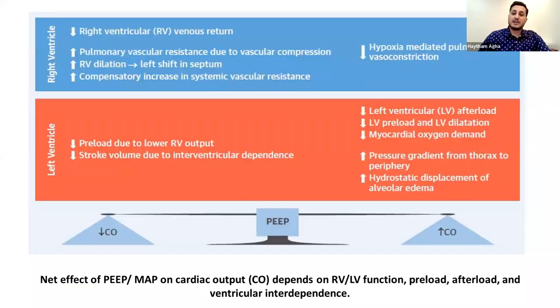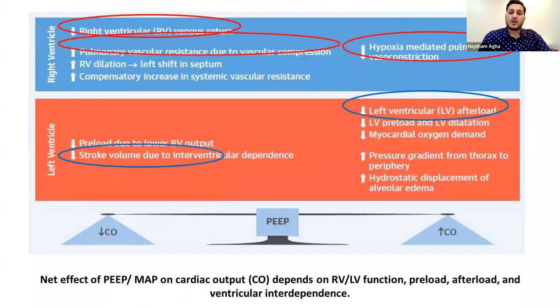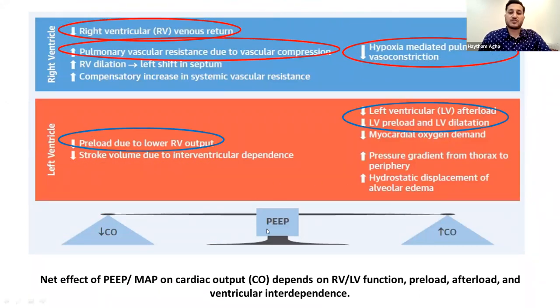So let's summarize all of this. You have high mean airway pressure, represented by MAP here. You may have factors that can decrease cardiac output and factors that can increase cardiac output. The factors that increase cardiac output are mostly on the left ventricle, which decrease left ventricle afterload, decrease preload, and decrease oxygen demand. Also, it improves hypoxia and so improves the pulmonary vascular resistance. And the factors that can decrease the cardiac output are more on the right ventricle.